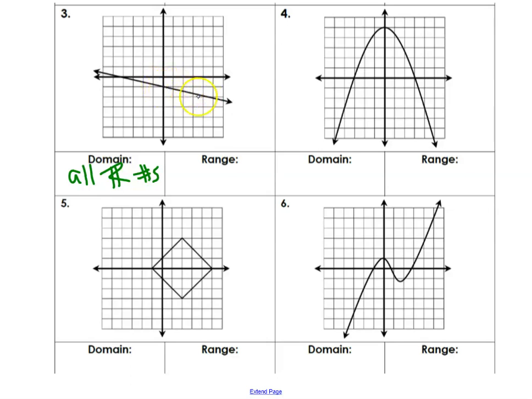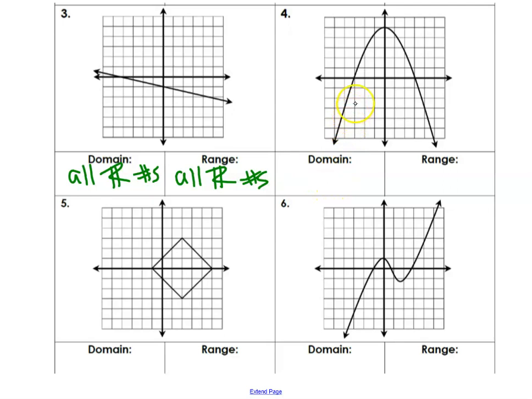I know it seems like the arrows are pointing to the right and pointing to the left, but they're actually moving gradually up and up and up, and down and down and down. And because of that, the range would also be all real numbers.